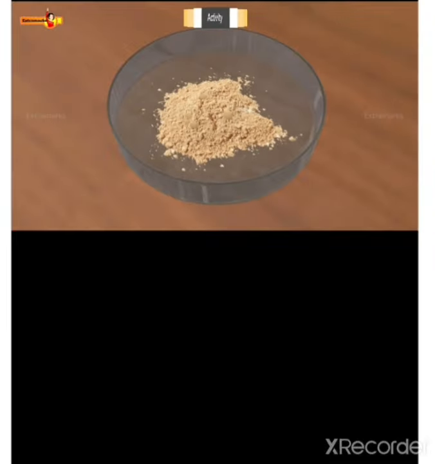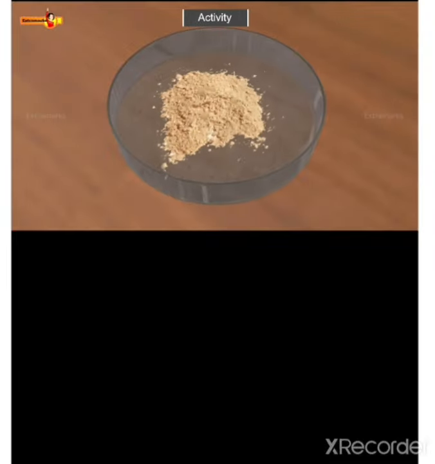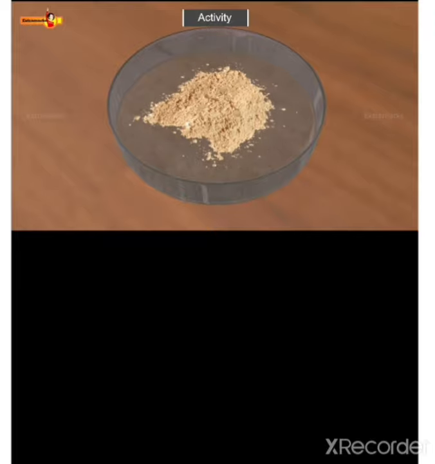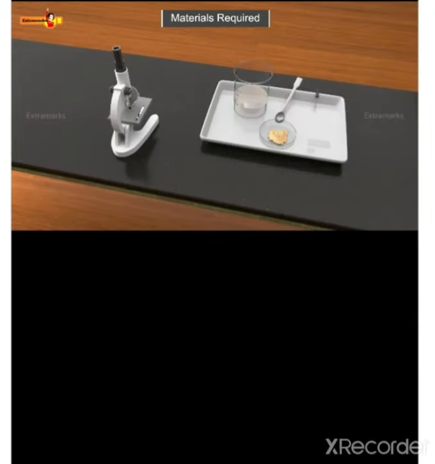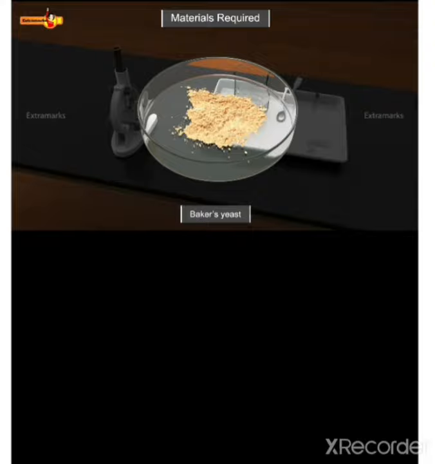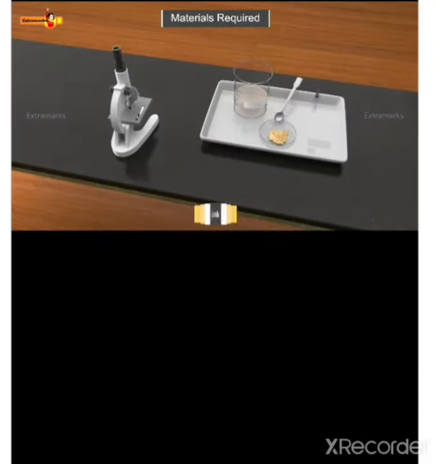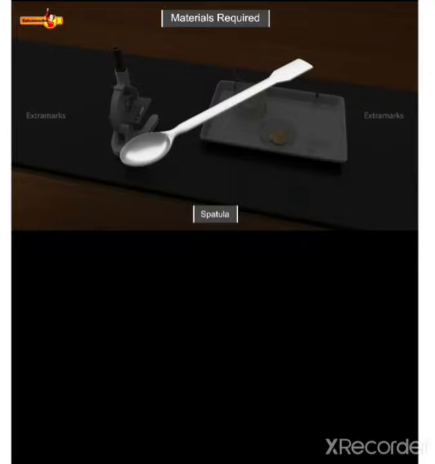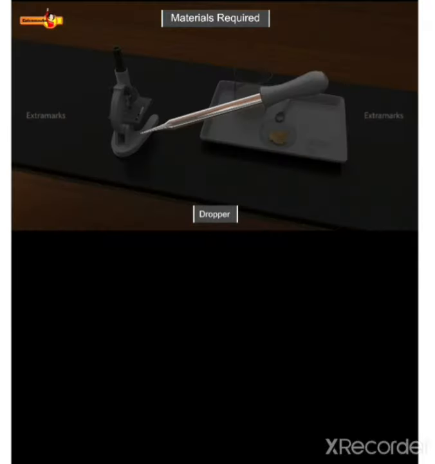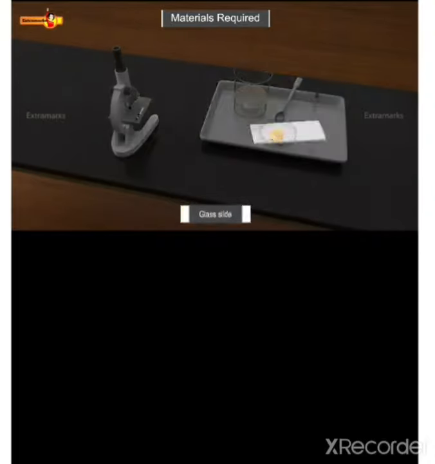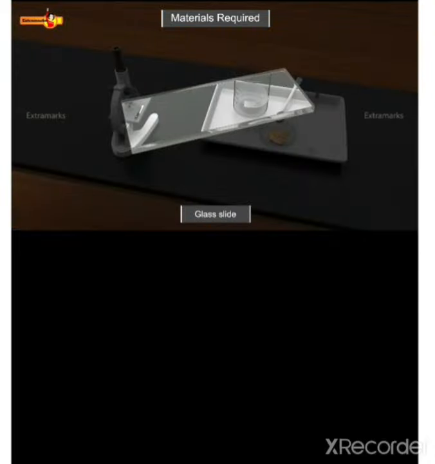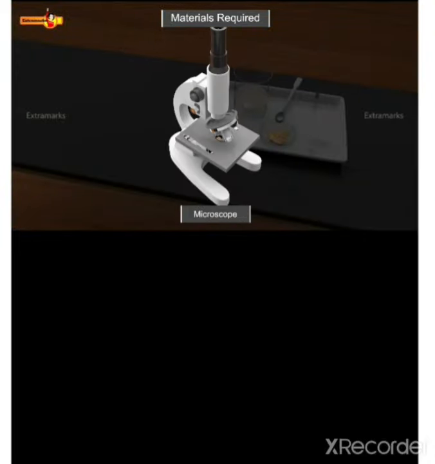For better understanding, let us perform a simple activity using baker's yeast. For this, we require baker's yeast, warm sugar solution, spatula, dropper, glass slide, and microscope.